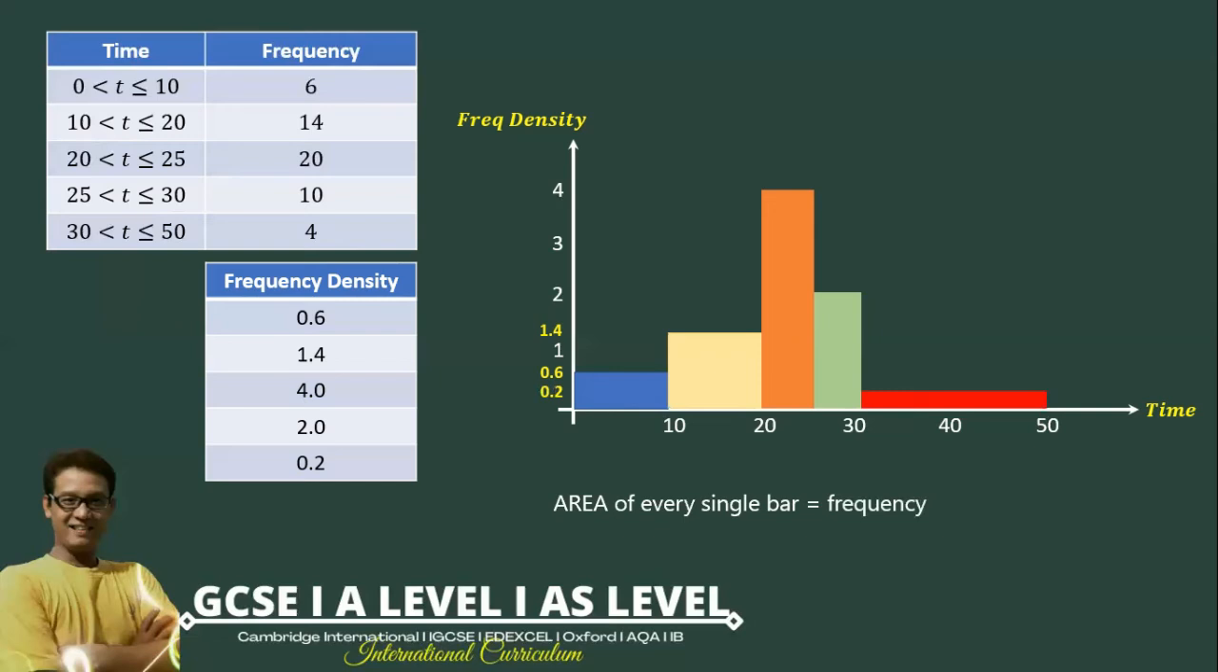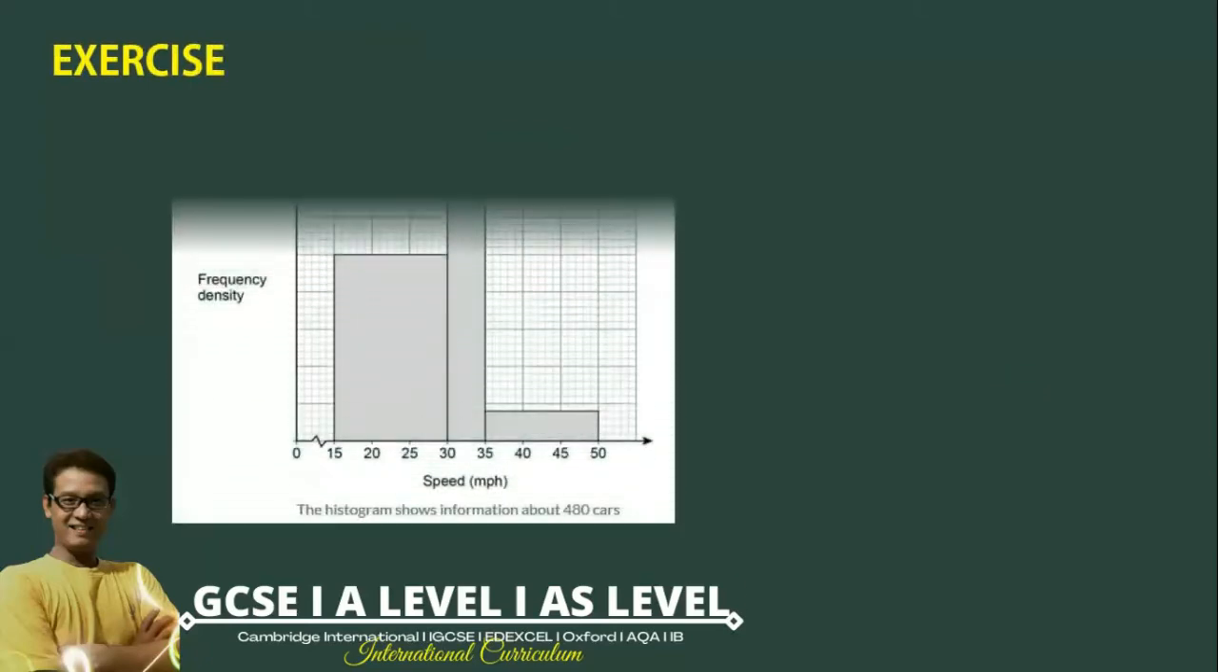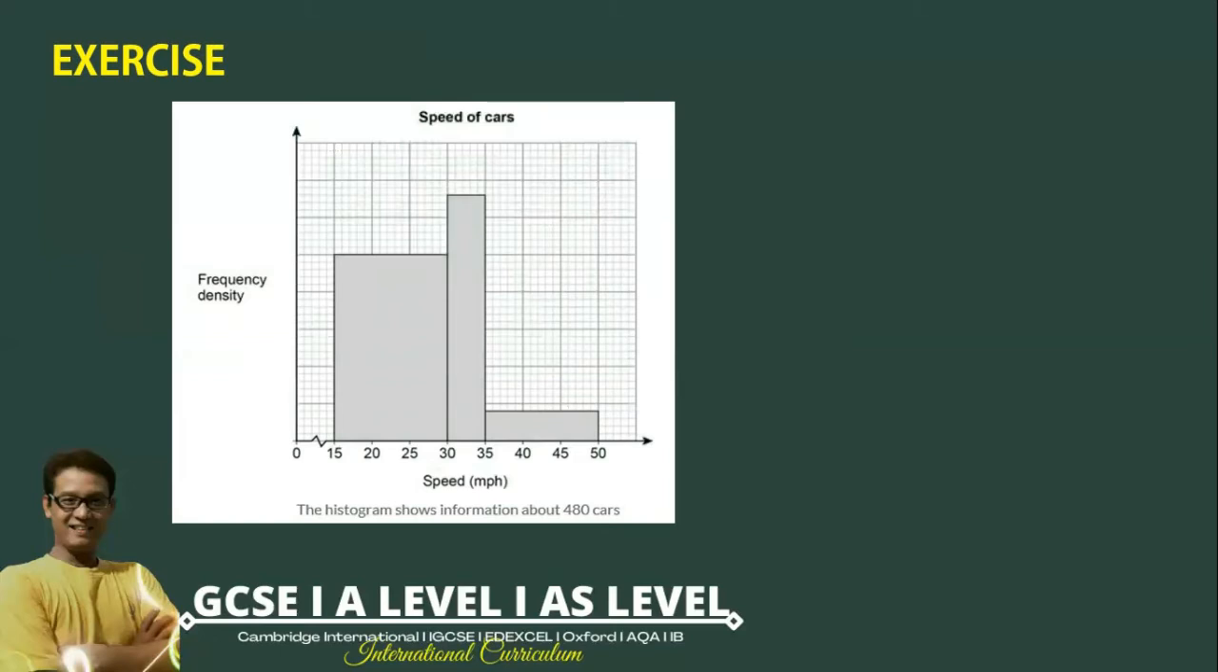Students, I want to give you one example. This is the bar of the frequency density versus the speed. The histogram shows information about 480 cars. Once again, the x-axis is the representative of speed, and the y-axis is the representative of frequency density. How many cars does the first bar represent?